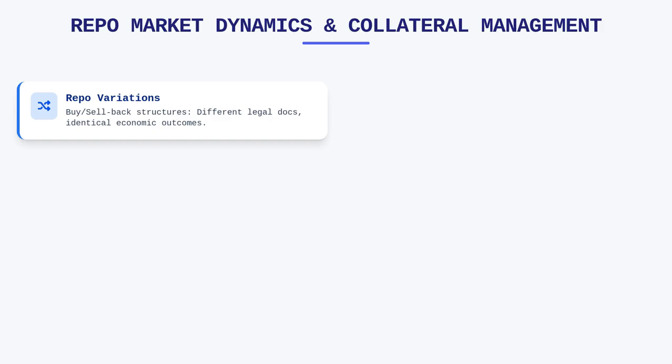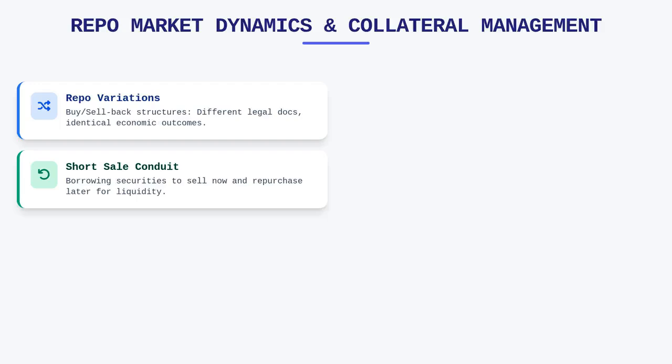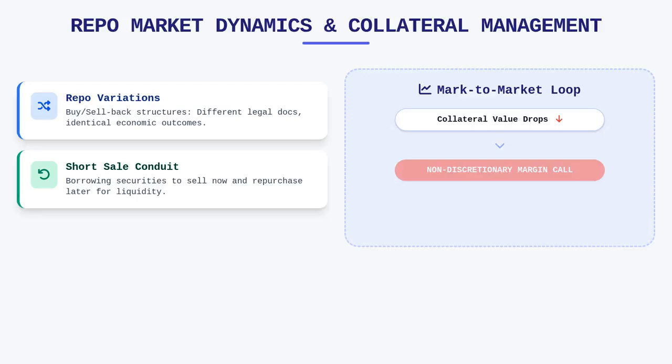Managing this requires a deep understanding of mark-to-market margin calls, which occur when the value of the underlying collateral falls below the agreed-upon threshold, necessitating additional cash or securities to restore the initial margin levels. These margin calls are not discretionary. They are fixed requirements that keep the secured lending relationship balanced as market prices fluctuate.